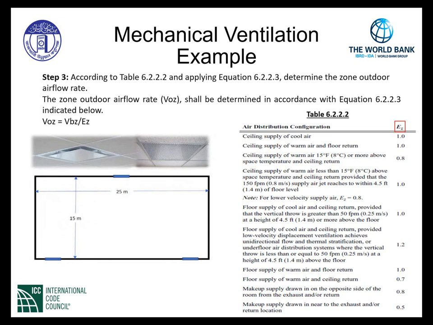We noted that the supply air and the return air are at the ceiling level. This is important to apply this particular table, ladies and gentlemen. By applying this table in conjunction with the equation V sub OZ equals V sub BZ that we've already calculated, we simply divide by what we call the E sub Z factor that's given to us from table 6.2.2.1.